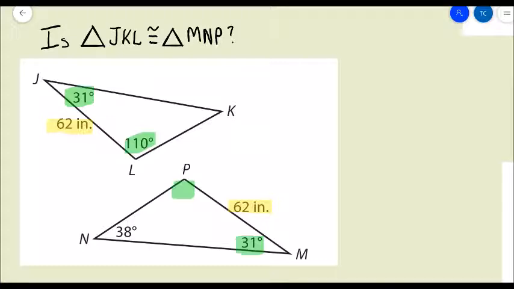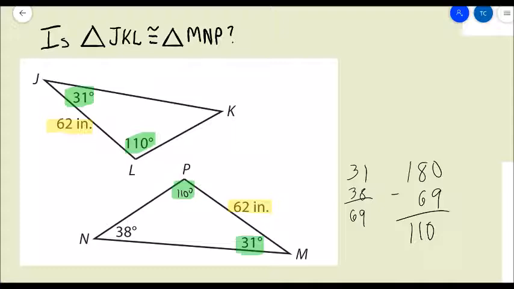So let's find out what P is. We got to do 31 plus 38. And I know that that one's going to be 69. 180 minus 69 is 110 degrees. So this is 110 degrees.